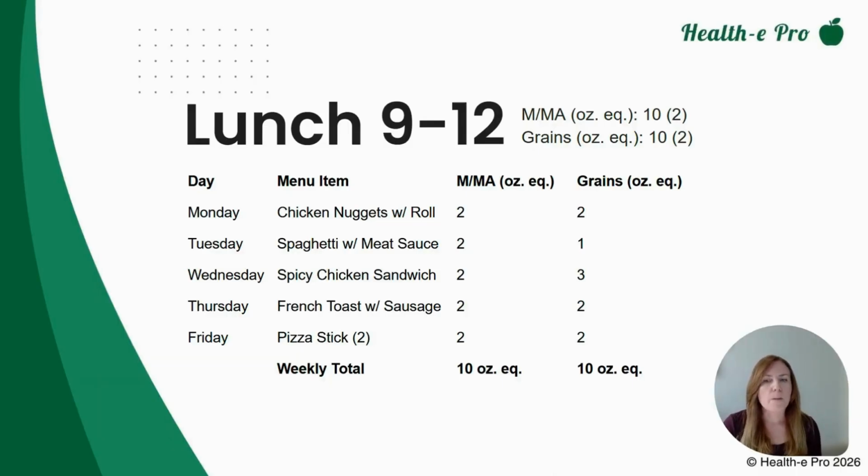Looking at this example here, most entrees are 2 and 2, but on Tuesday, the spaghetti with meat sauce has only 1 ounce of grain, which does not meet the daily minimum for 9-12. So even though my weekly total meets the minimum of 10 ounces, this menu is not in compliance because the spaghetti with meat sauce does not meet the daily 2 ounce minimum. Again, I could simply offer something like a breadstick to bring the grains to 2 ounces and bring this menu into compliance.